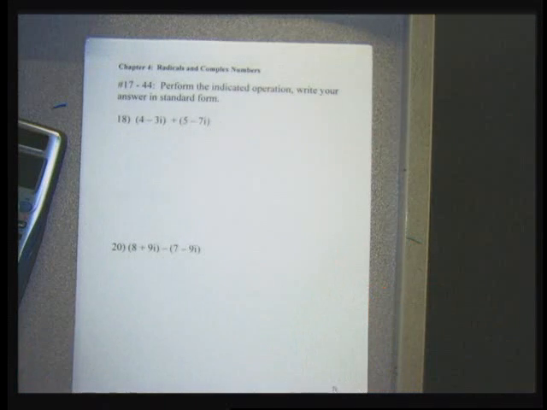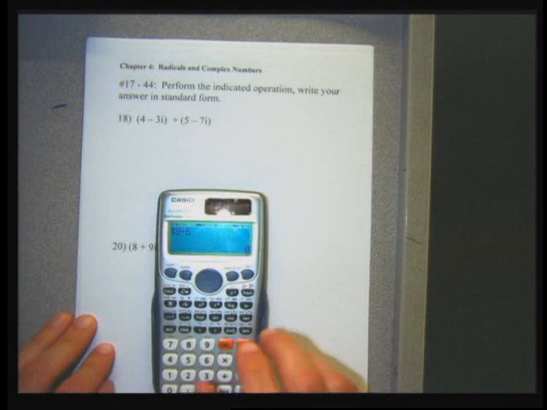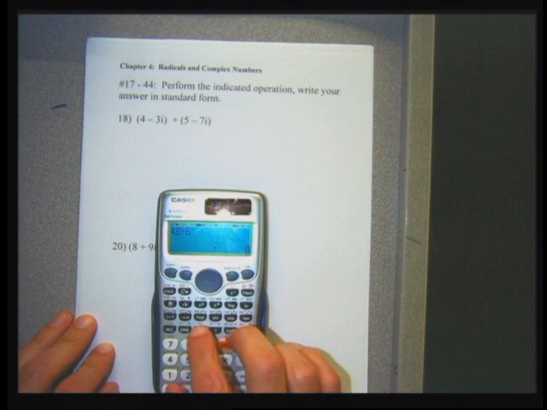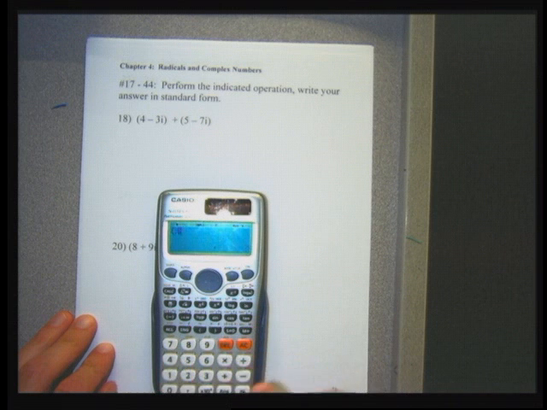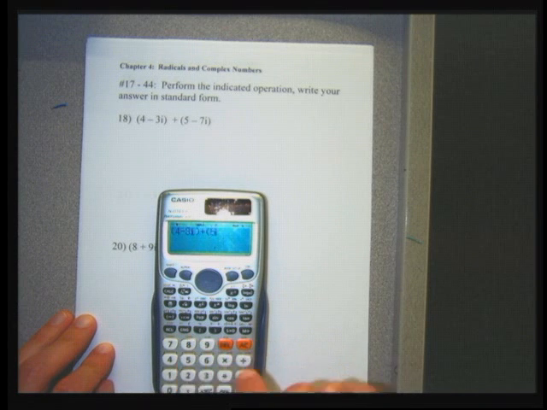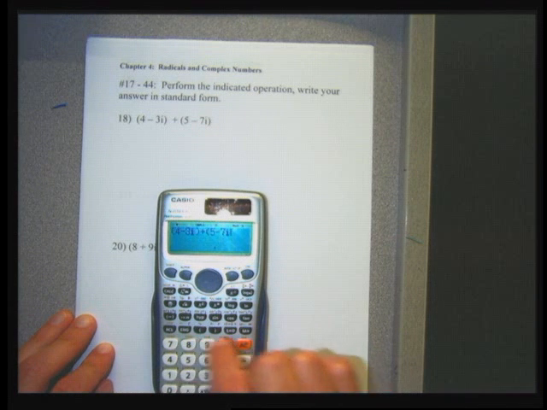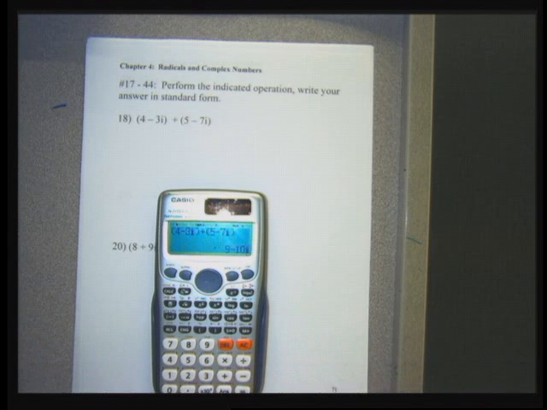Number 18 I could do on my calculator as well. 18 is just an addition problem. I'm going to treat the i like it's an x. Let me do it on my calculator just so you can see how easy it is. So parentheses 4 minus 3i, the ENG button gives you the i, close my parentheses, plus parentheses 5 minus 7, ENG button gives me the i, close my parentheses. The answer is supposed to be 9 minus 10i.